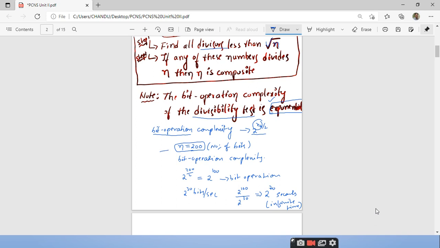So if you take just 200 bits of operations and the computer speed is around 2 power 30 bits per second, then it is going to take 2 power 70 seconds, which we almost cannot calculate. So we can say it is infinity time, right? So this is the time complexity, or the bit complexity, that is taken by the divisibility algorithm. Clear?